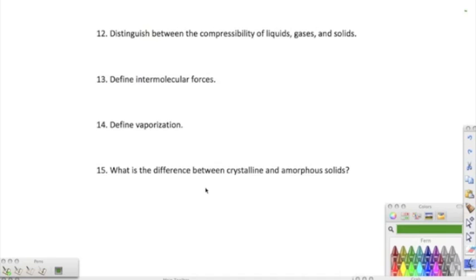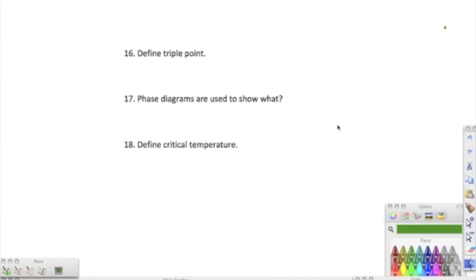And then moving on to 15, what is the difference between a crystalline solid and an amorphous solid? A crystalline solid, remember, has a regular repeating pattern. It's geometrically symmetrical, a nice, organized pattern. An amorphous solid is an irregular pattern. It's very disordered and does not follow that nice geometry. It's just very irregular.